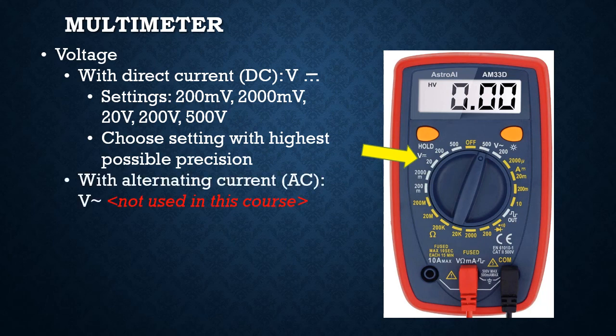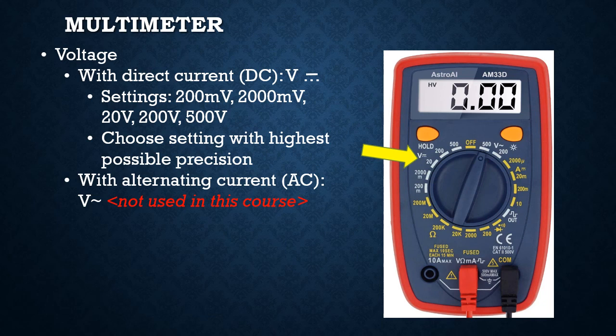So in this image, the settings shown are for measuring voltage with direct current. Voltage is indicated by the capital V. Direct current is indicated by the symbol that has the 3 straight lines over the dashes. The alternating current setting is one that we're not going to be using in this course.